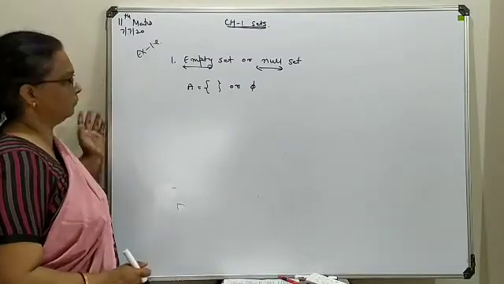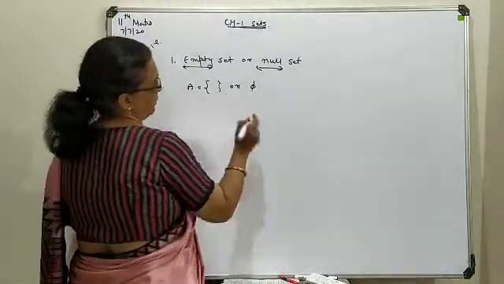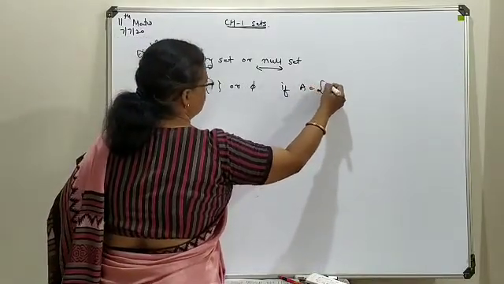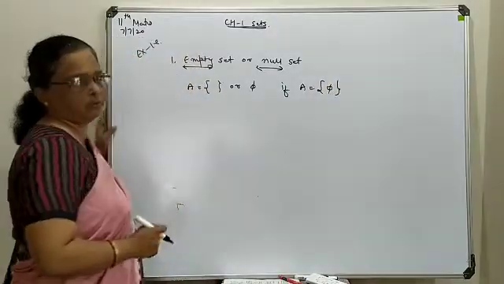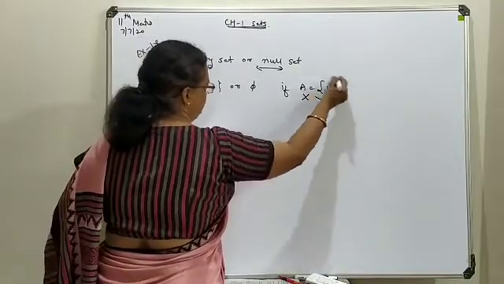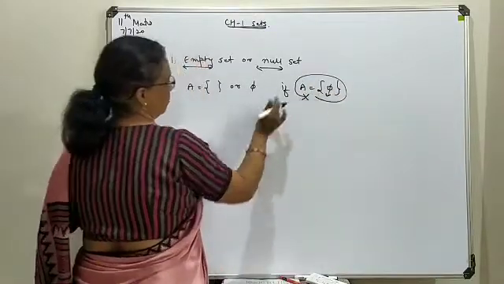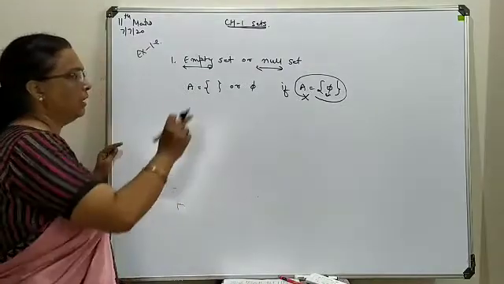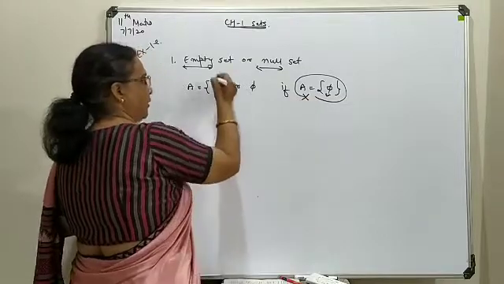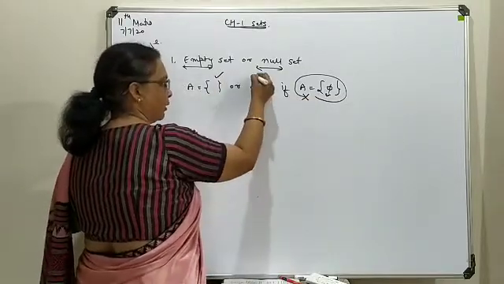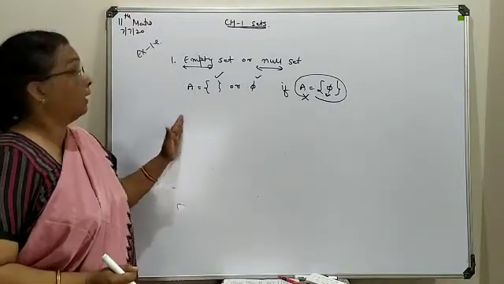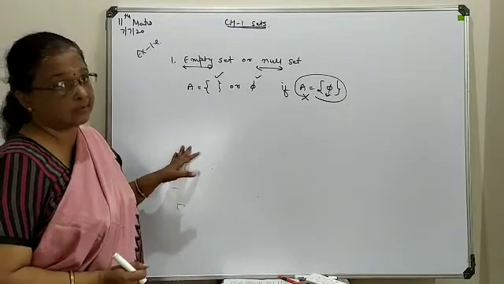Sometimes students have a habit of writing the empty set as A is equal to, this way. So this representation is wrong. It is not a null set. The null set itself is a set, so it will be considered as one element of that. So this way of writing a null set is wrong. Either you write this blank set or phi. Any one of them you can take for representing a null set or empty set.